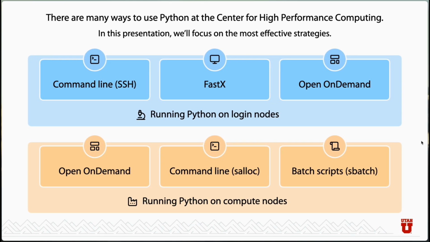Now, there are a number of ways to run Python, and I'm going to split this into two sections and talk about what I would consider the most effective strategies for running Python on CHPC systems. First of all, on login nodes, if you're doing a testing or development workflow, and then on compute nodes, where you'd actually want to run your large or long-running computations. And so we'll go through each of these in turn, and that will be the topic for the next few videos.